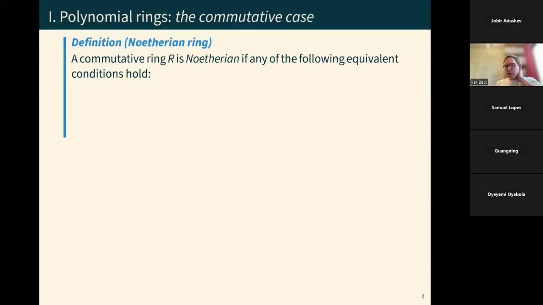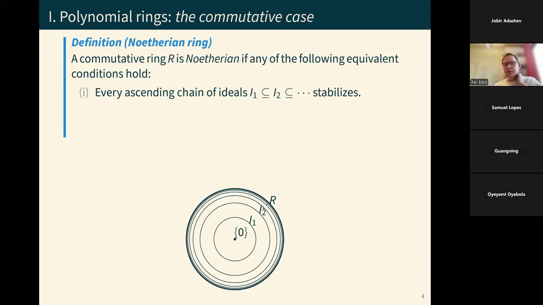So a ring is called Noetherian if it satisfies these three equivalent conditions. The first one is that every ascending chain of ideals should eventually stabilize. I just happen to have this picture from another talk, so it's nice to have pictures in a talk, so I thought I'd share it. So this is what I think about a ring which is not Noetherian. It should look like this, I think.